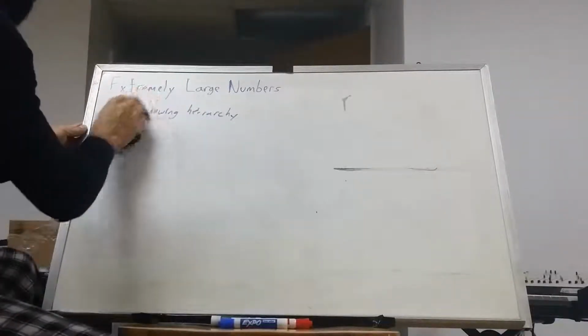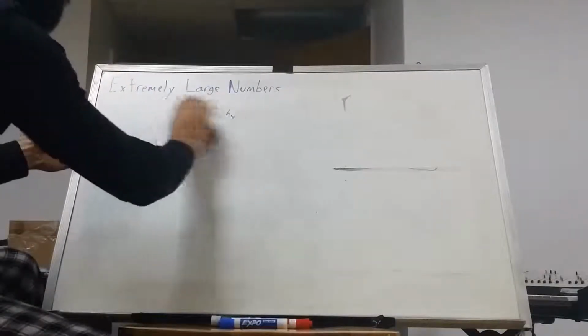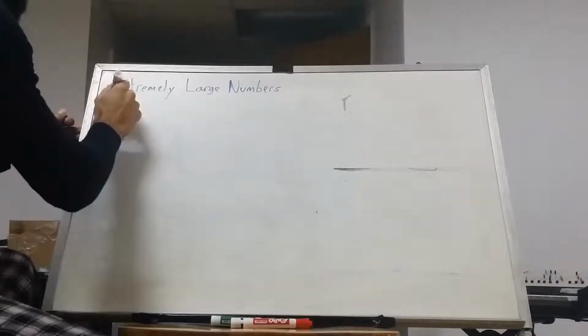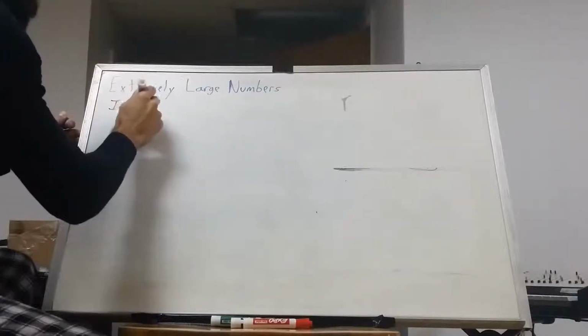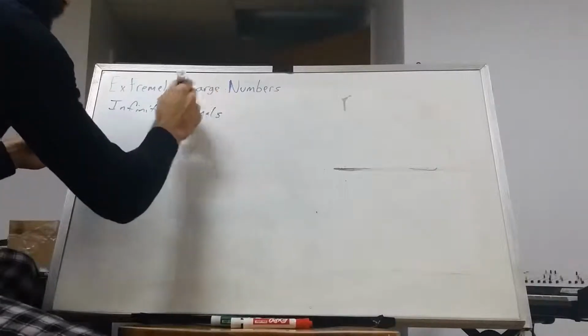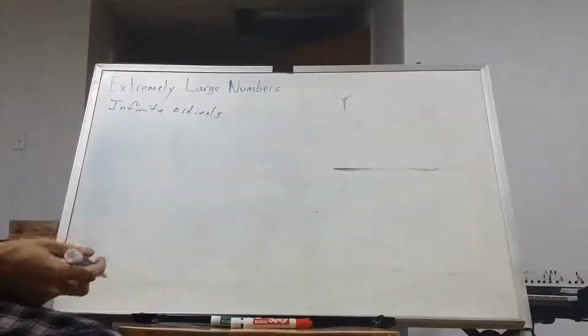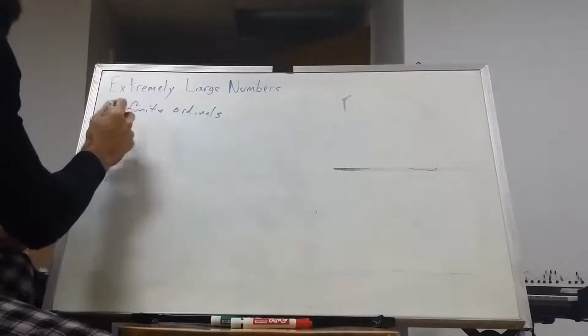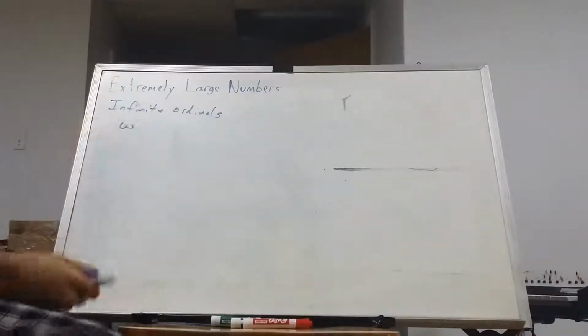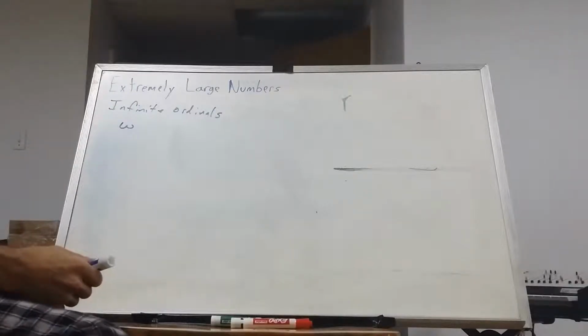And this is the idea of infinite ordinals. Okay. So infinite ordinals. So our first infinite ordinal that we're going to use is small omega, not to be confused with W. And basically this is an infinite number, but it's a very special infinite number. It's an infinite number where the order of it matters.